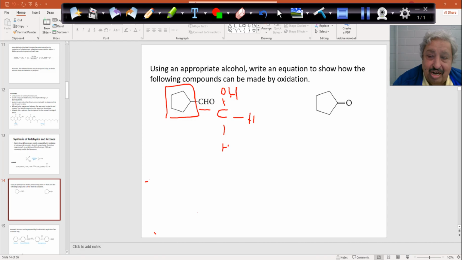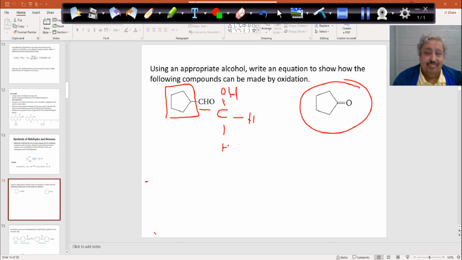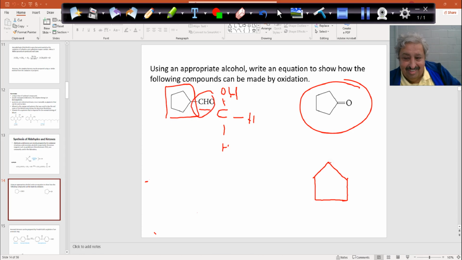Are you following me here? How about this one here? What's that? We have to find if we can find this one here. We need this one, an aldehyde, but we want to get this one here to this. So show how the following compounds can be made by oxidation.